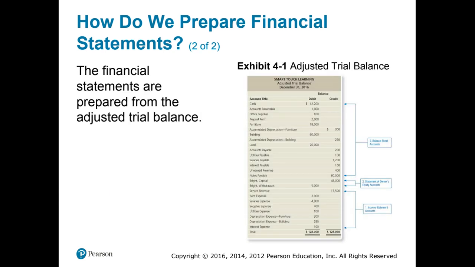So how do we prepare these? The financial statements are prepared starting with a trial balance, making our adjustments. Then we have our adjusted trial balance. And so we see here, this is an example of the adjusted trial balance. It's on page 185 in your book. And this is just showing you what that adjusted trial balance is supposed to look like. So it's a good reference for your assessment if you are still having some items that you need to go back and look at.